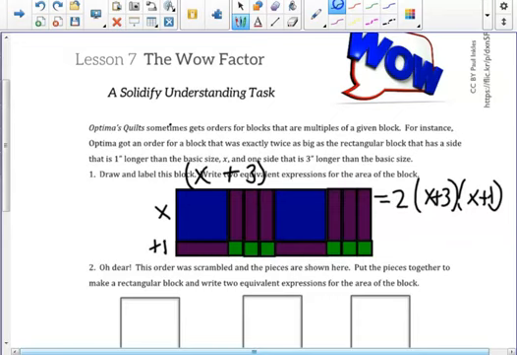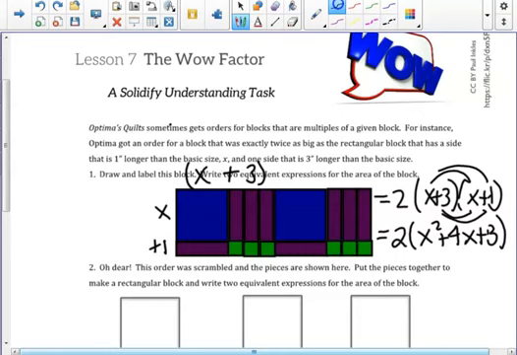Another way to write that is if we distribute our values in the parentheses, we could also write this area as 2 times the quantity x squared plus 4x plus 3. If we distribute the 2 to each term in the trinomial, a third way we can write this is 2x squared plus 8x plus 6.